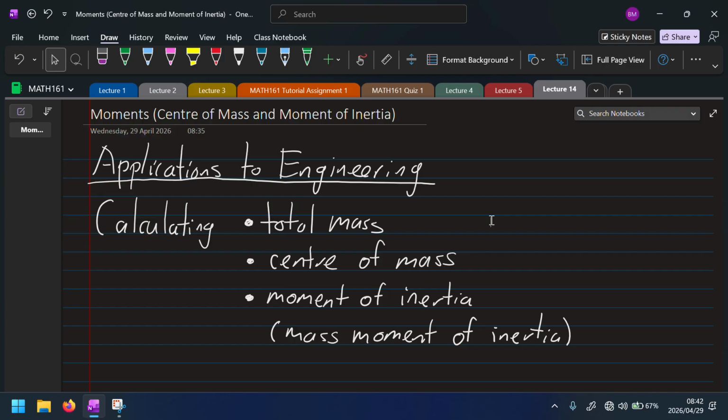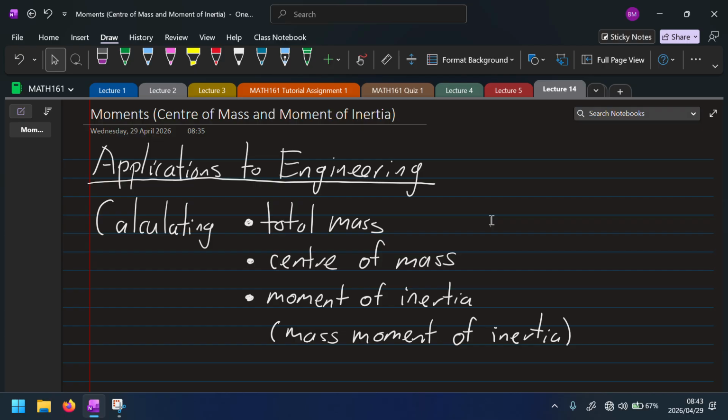In MATH162, it's quite a larger topic. Because remember, MATH161 covers a lot of math stuff. MATH142 is specifically applied maths. So it's specifically this kind of stuff. We're going to be calculating these 3 things: the total mass, the center of mass, and the moment of inertia.